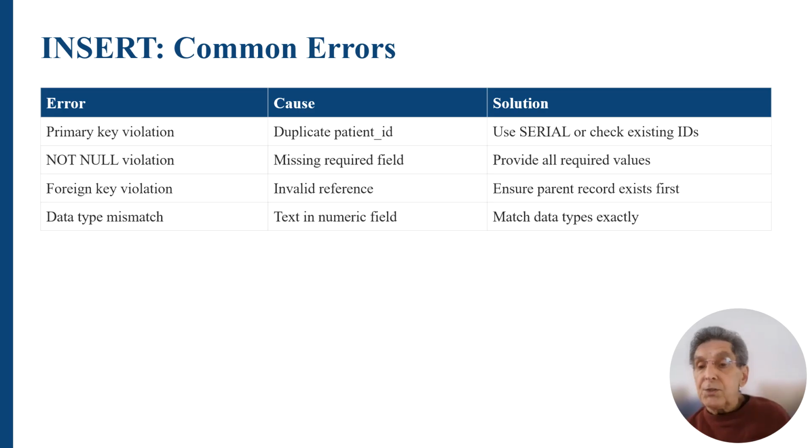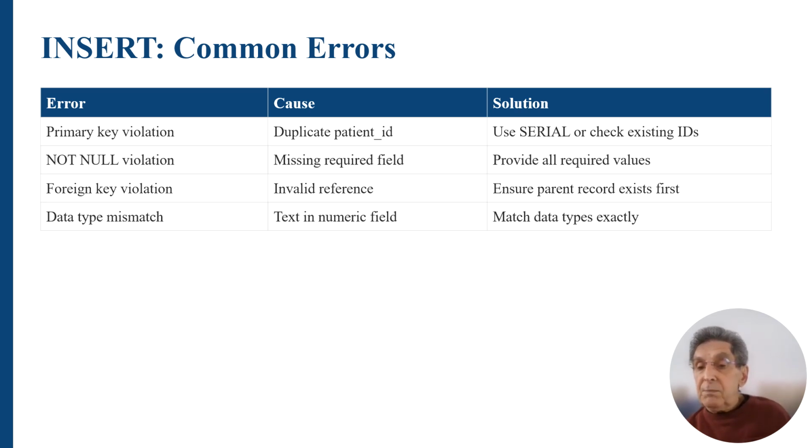Foreign key violations occur when you try to reference a record that doesn't exist. For example, if you try to create an encounter for patient ID 9999, but that patient doesn't exist in the patients table, the database will automatically reject it. So always ensure patient records exist before creating child records.